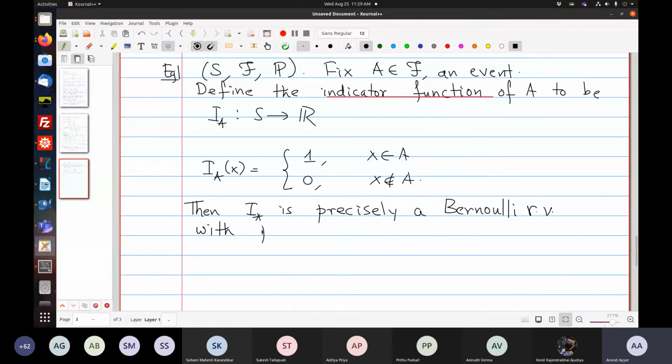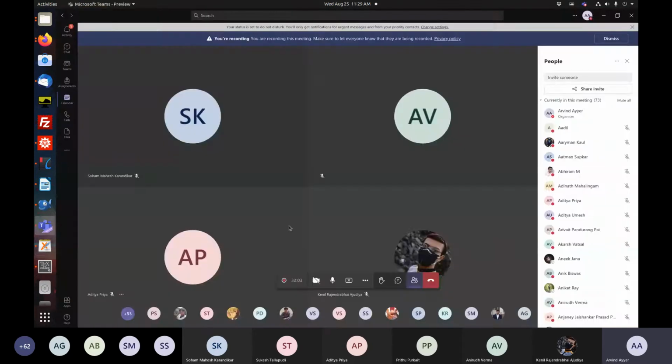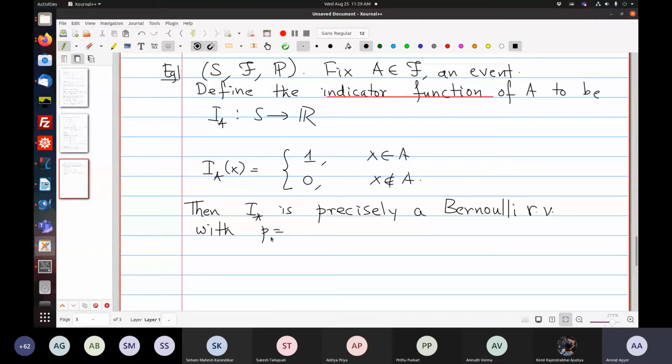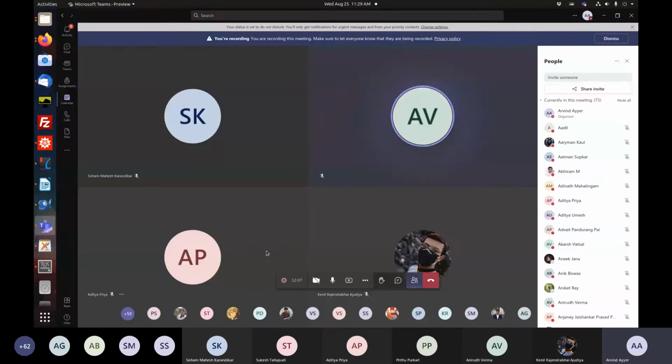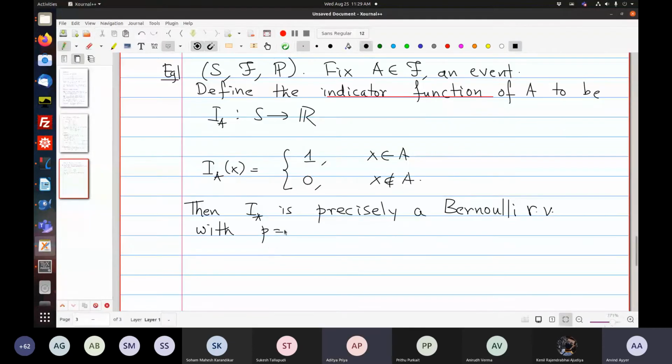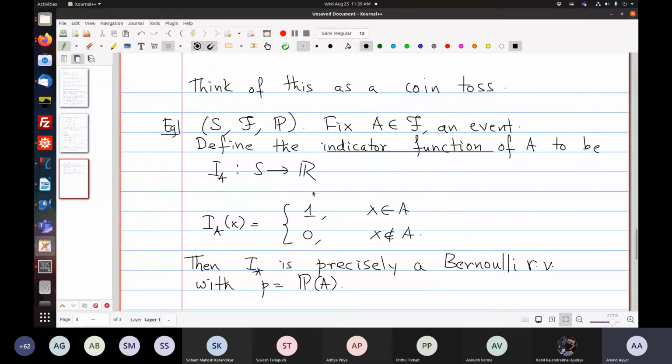with what value of p? Does someone want to tell me? So 1? No, not at all. p is equal to P of A. P of A, exactly. Yes, Aditya, right? This is P of A.